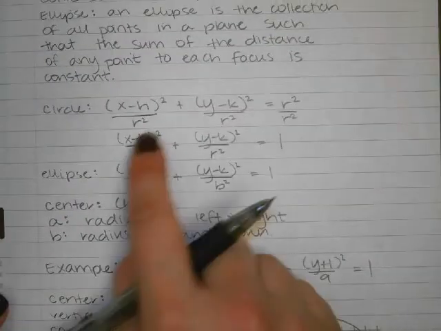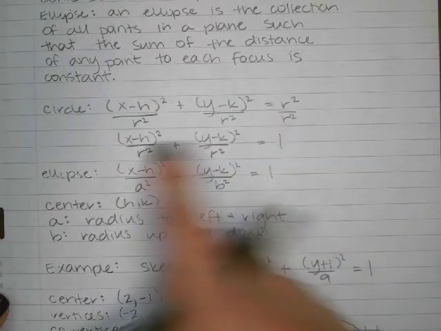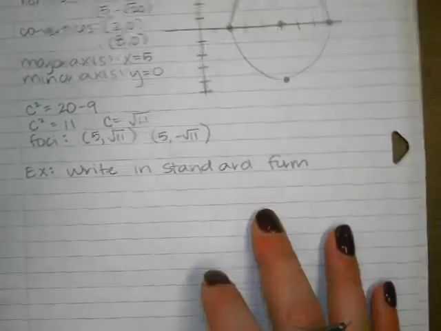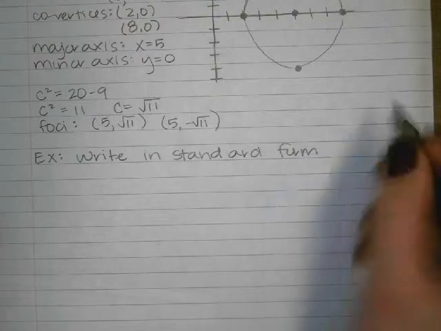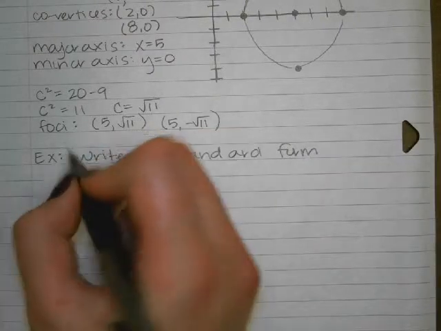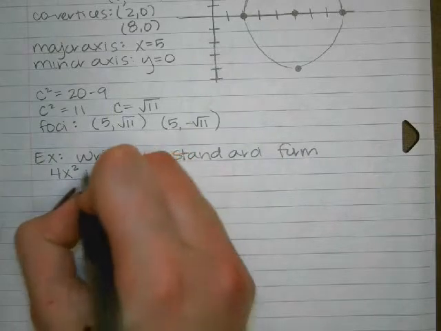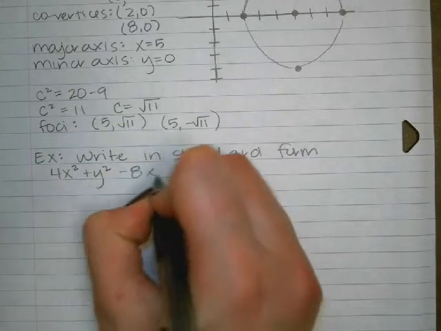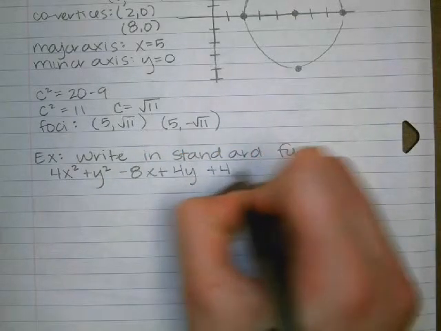So if we look over here for the circle, when it equals r squared, that's standard form, I believe. I might have to look into that. So they're going to give us the conic in general conic form. And so here's the general conic form: 4x squared plus y squared minus 8x plus 4y plus 4 equals 0.